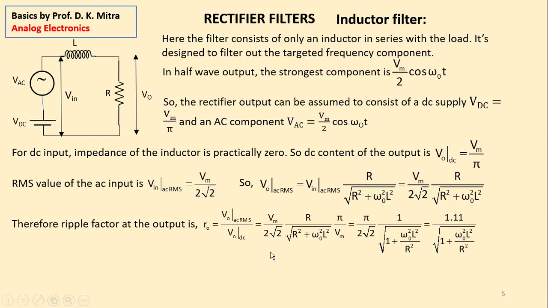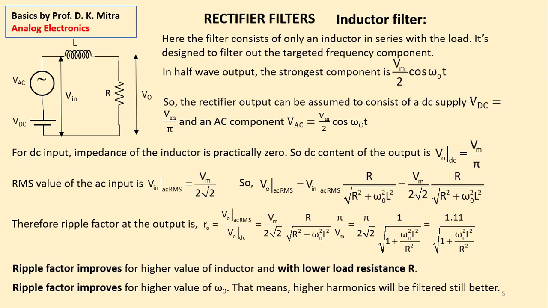Then, what is the ripple factor? Ripple factor is the output AC RMS divided by the output DC. That means the ratio of AC to DC. That means this whole value, Vm by 2 root 2, R by under root such and such, and the DC was Vm by pi. So when you divide it, it becomes pi by 2 root 2, since Vm and Vm get cancelled. And if you take R to the denominator, it becomes 1 upon whole under root 1 plus omega square L square by R square. Now, pi by 2 root 2 is 1.11. So it is 1.11 divided by under root of this factor. So this is the ripple factor after the inductor filter, right?